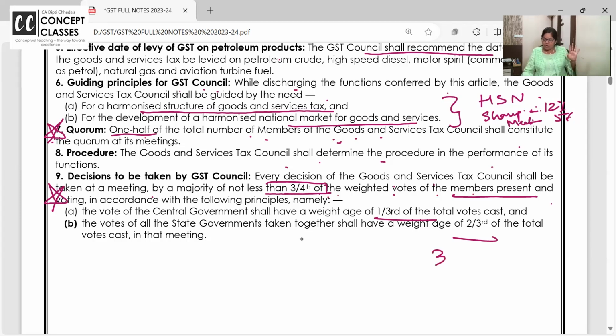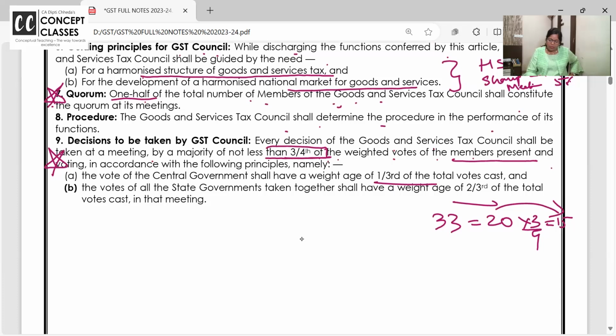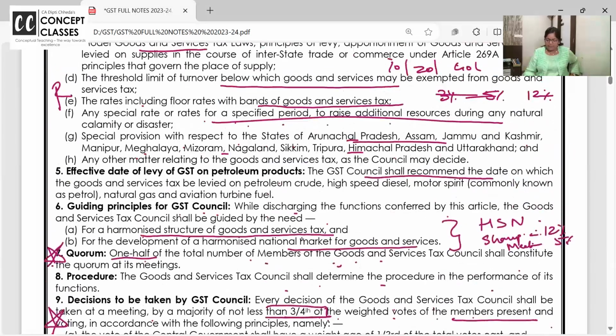See, half out of 33, if 20 are present, quorum is done? Yeah. Out of 20, 3/4. So if 15 members say yes out of 20, then that decision is moved ahead. But in the 3/4, the vote of the central government shall have the weightage of 1/3 and the vote of the state governments will have a weightage of 2/3. Okay, right. Now there's maths, we need not go into that maths.